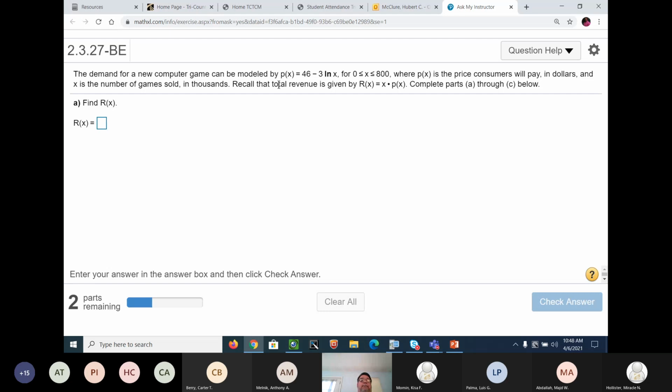Okay. Recall the total revenue. Don't forget, they're giving you this right here. This is in green because you need to do this in the first step. The revenue, R of X, is the total you bring in. In other words, whatever the cash register brings in, that's revenue. Everybody with me? Yeah, Hubert, I understand. X times P of X.